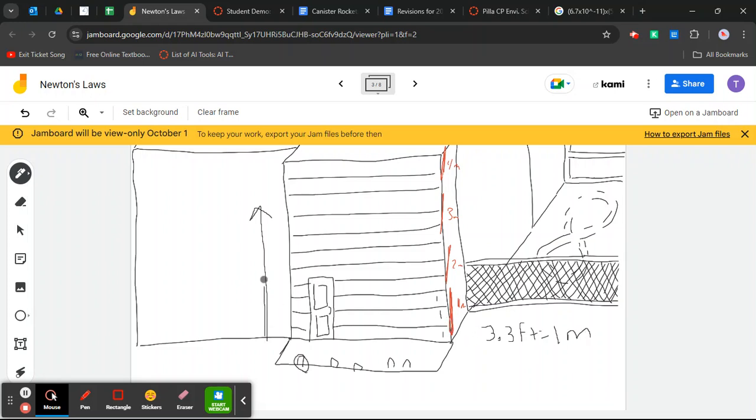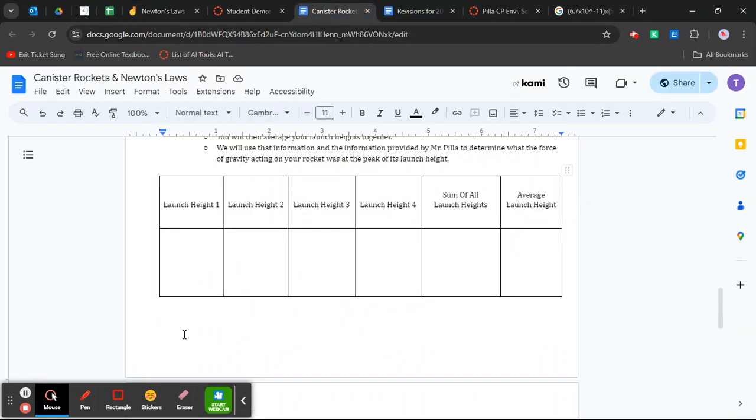So if your rocket launched up and went this high, you and your partner may have counted 1, 2, 3, 4, 5, 6, 7, 8, 9. It went 9 slats high. That's 9 feet. So how many meters is that? Well, we just divide by 3. We can forget about the 0.3 now. We're just estimating, and we'll say that your rocket went about 3 meters. So your first launch, you wrote about 3 meters.